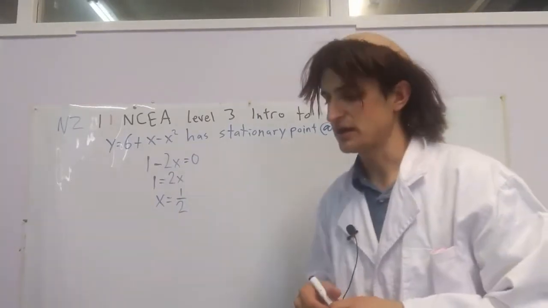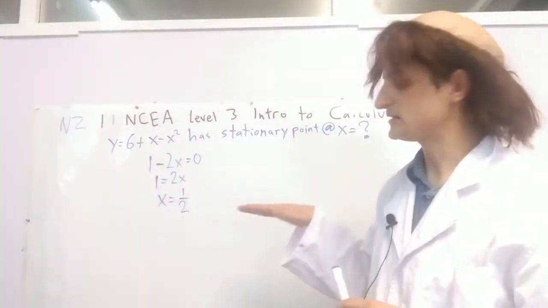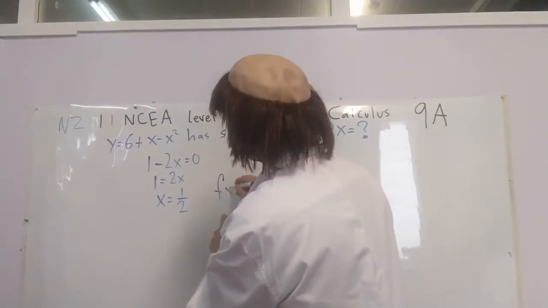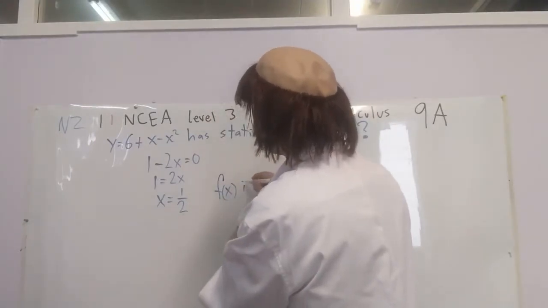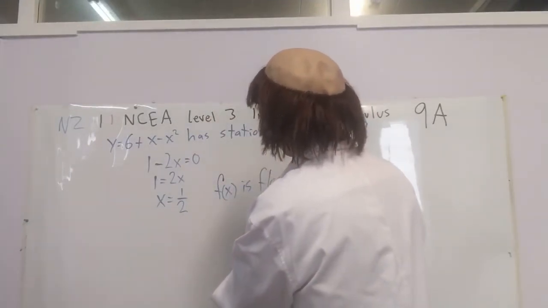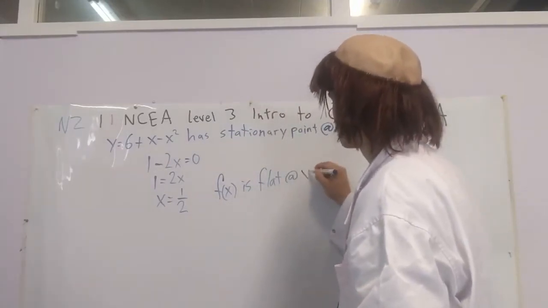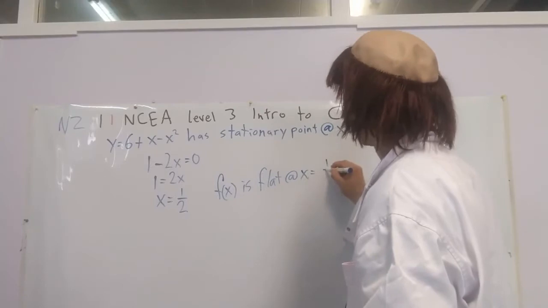And we've already described its nature. It is flat. F of x is flat at x equals 1/2.